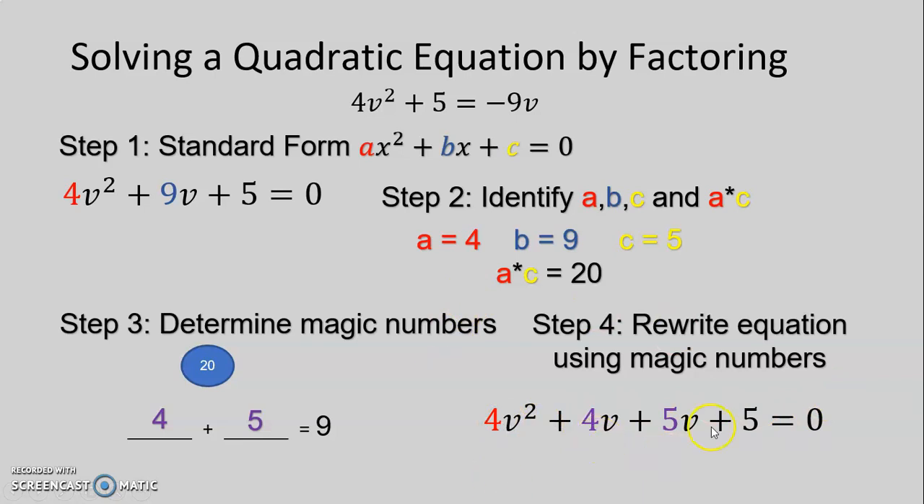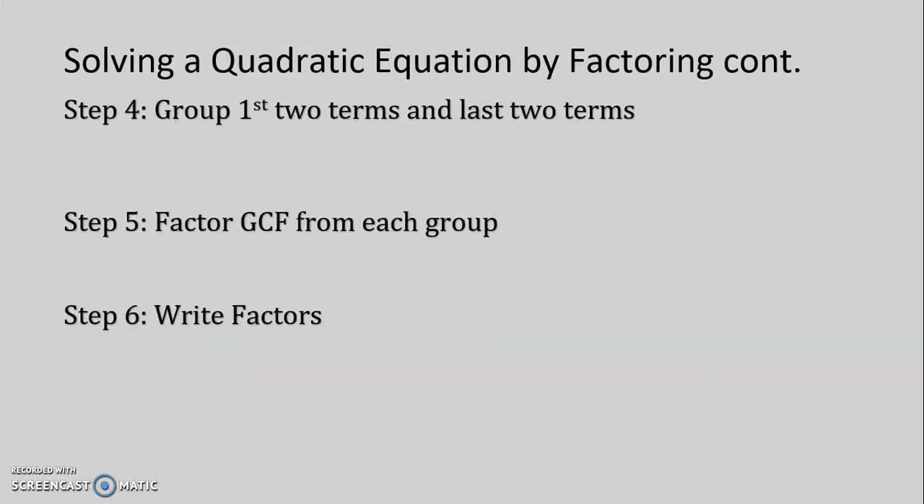Those were 4v and 5v. And we'll do the next step, which is to factor by grouping. So we're going to group the first two terms and the last two terms. We group the first two, that's 4v squared plus 4v, plus grouping the second terms, that's 5v plus 5, and that still equals 0.